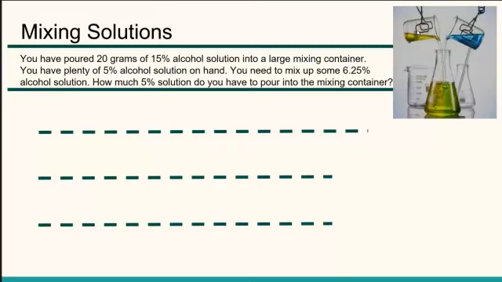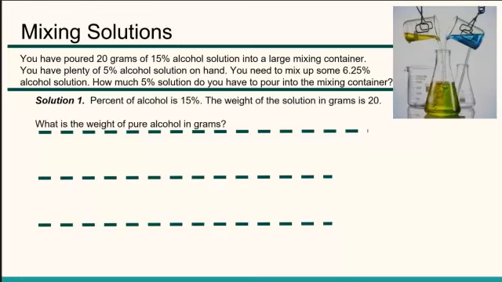Poured 20 grams of 15% solution into this flask. I have plenty of 5% alcohol solution on hand. That's in the blue. I need to mix up a 6.25% alcohol solution. So when I get finished in this flask, I want a 6.25% alcohol solution. How much of the 5%, or how much of the blue, do I need to pour into the mixing container to make it 6.25%? Now remember that originally I've got 15%. I want to dilute that 15% down to get it to 6.25%.